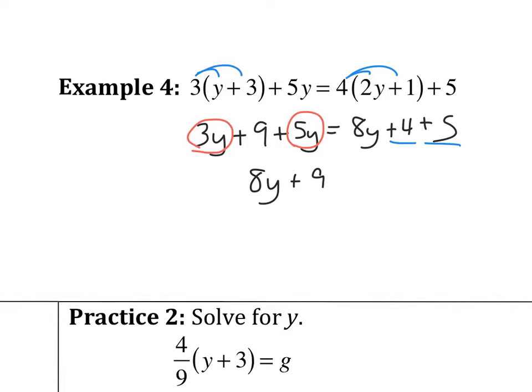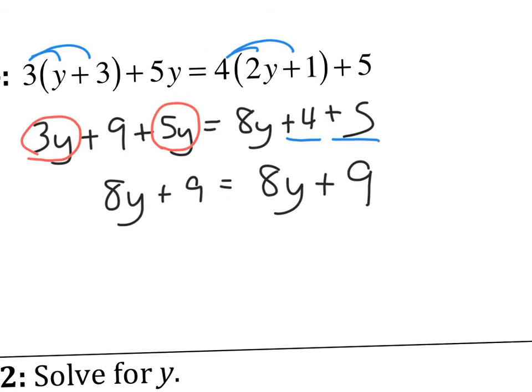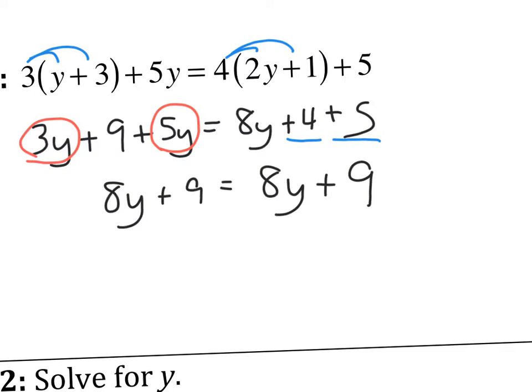8y plus 9 equals 8y plus 9. Now at this point, we can actually stop because I see what's on the left side is exactly the same as what's on the right side. A lot of people don't necessarily stop here. They keep going and say, let me collect my variables by subtracting 8y from both sides. And when you do, you end up with 9 equals 9. Now, it doesn't matter at which stage.